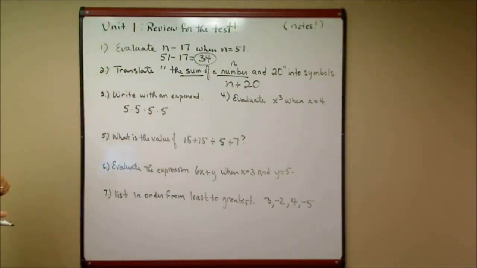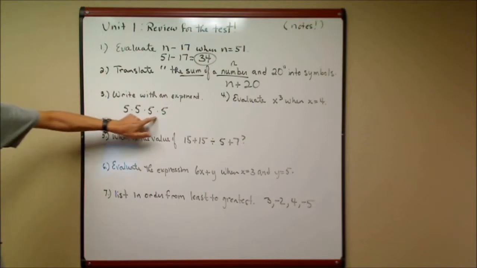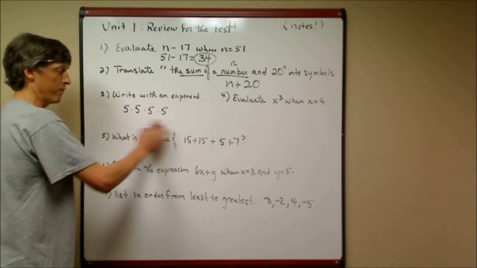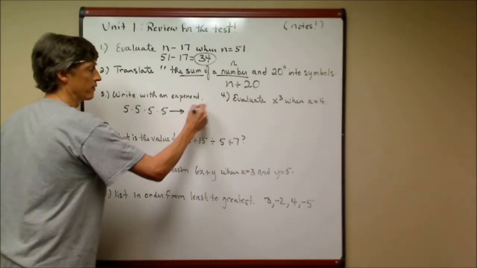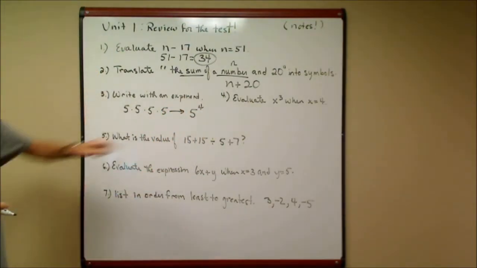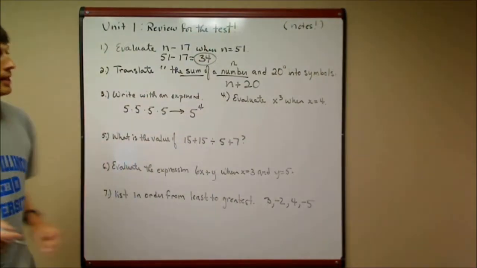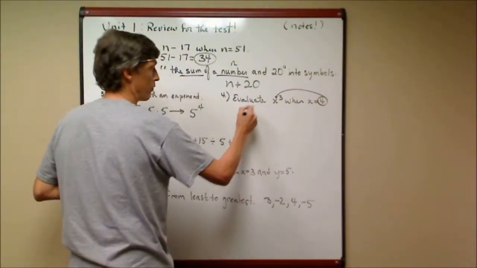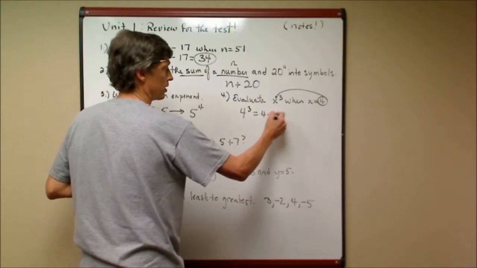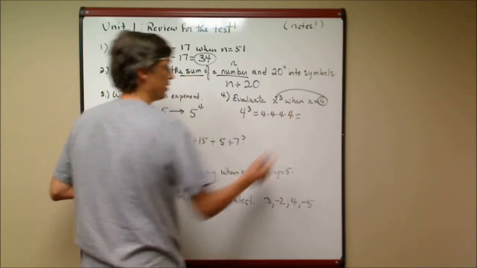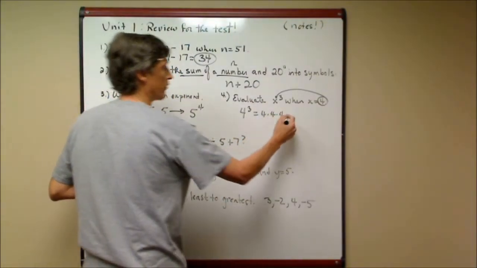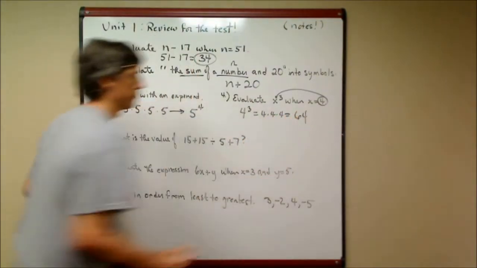Problem number 3, write with an exponent. As you can see, I have repeated multiplication. 5, 5, 5, 5. 4 factors of 5. This is 5 to the 4th power. That was easy. Here we're going to evaluate an exponential expression. I'm going to substitute the 4 right in there. That's 4 to the 3rd, which means 4 times 4 times 4. I like those 4s. 4 times 4 times 4, and that's 64.